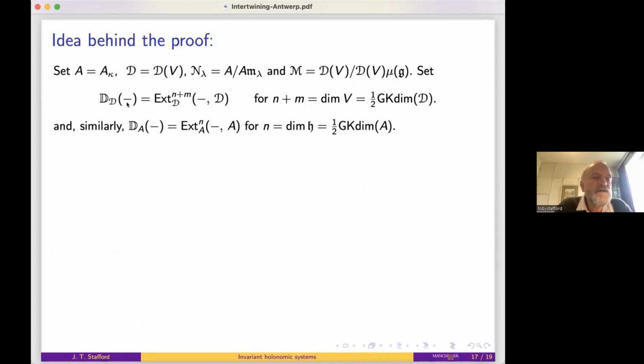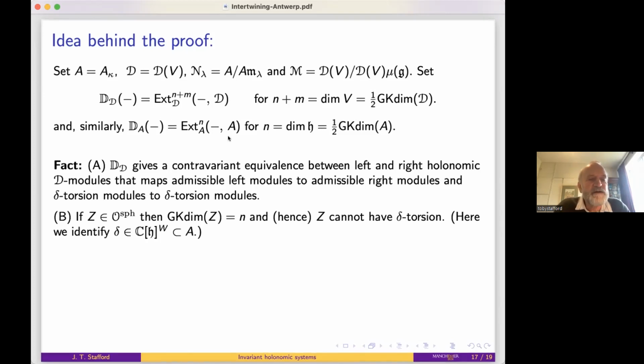To condense my notation, A will be A kappa, D of V, and then M was this bimodule between the two. Then for the Weil algebra, we have the Auslander duality, taking Ext at the top dimension to D, which gives you duality between left and right holonomic modules. Here N plus M will be the global dimension of D of V, or half the GK dimension of V. And due to results of Losev, because I'm assuming A is simple, you have similar results for this spherical subalgebra.